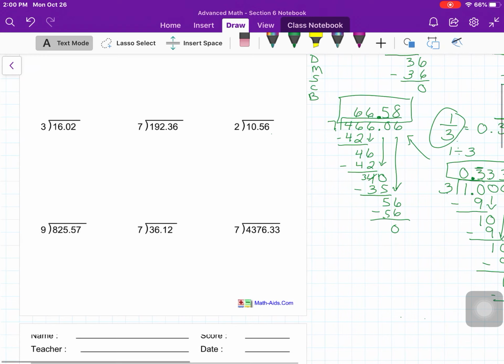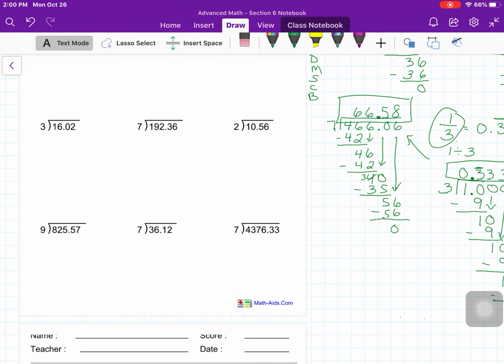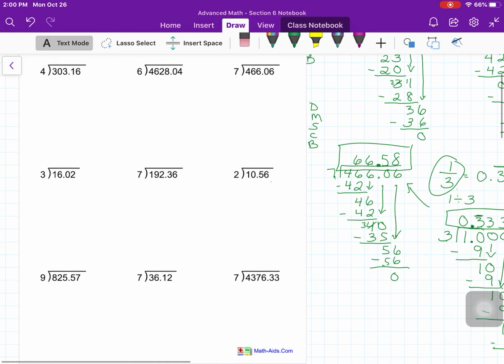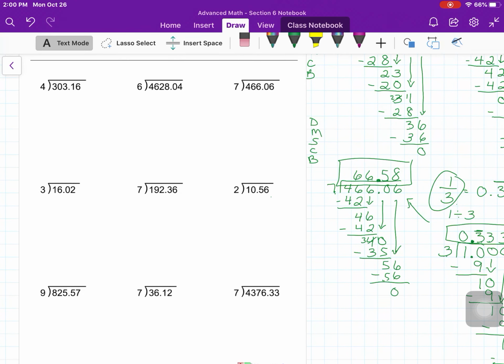All right, you guys go ahead and try these other division problems on your own for practice. Remember, the answers are right here. Do not look until you are shown all your work, and then you can check.